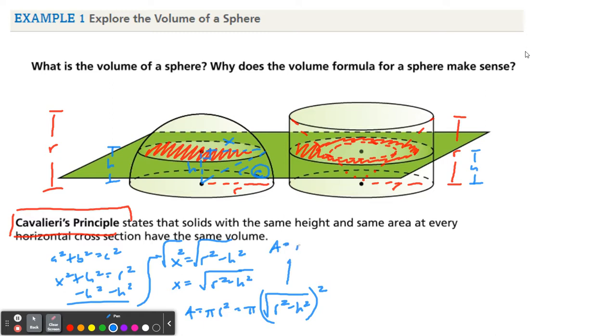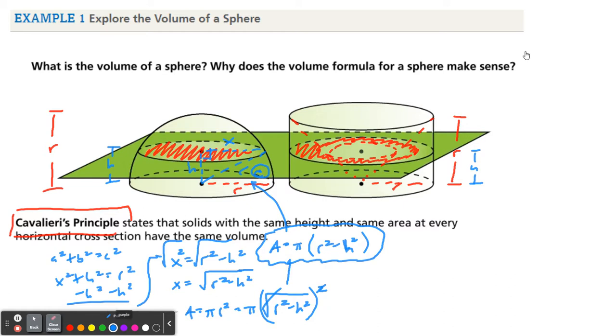So the area here equals pi times, and again, this squared and square root cancel. I'm going to leave the r squared minus h squared in parentheses. You could distribute the pi to both, but I'll just do this. So this is the cross-sectional area of the hemisphere right there.